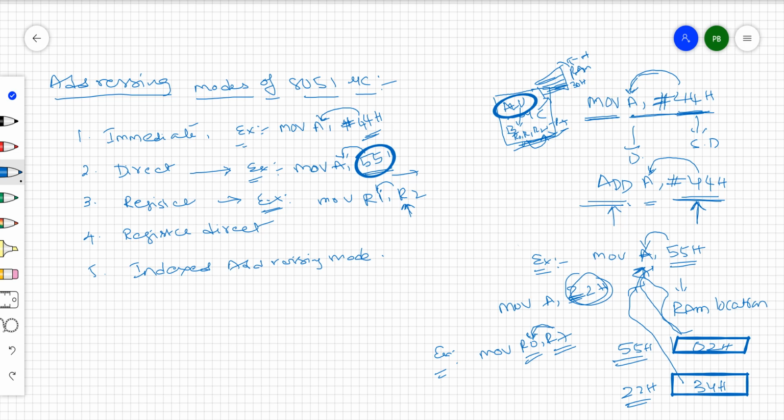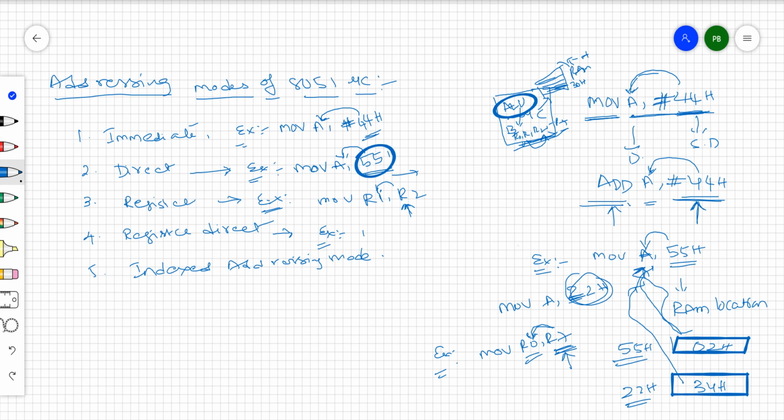So while moving data from source to destination, the processor is addressing one register. That is the reason this is called the register addressing mode. The other one is the register indirect addressing mode.